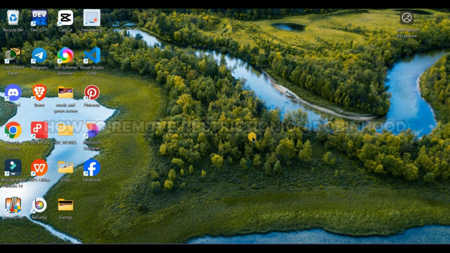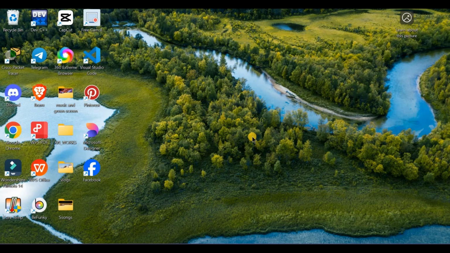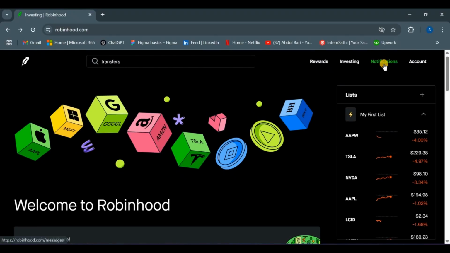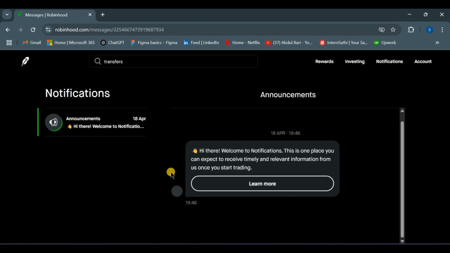Got a restriction on your Robinhood account and want it lifted? Let's fix that together. First, open the app and check your notifications. Robinhood usually tells you exactly why your account is restricted. It could be due to insufficient funds, a bounced deposit, or violating the PDT rule.